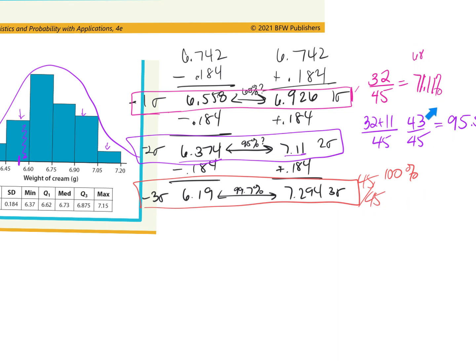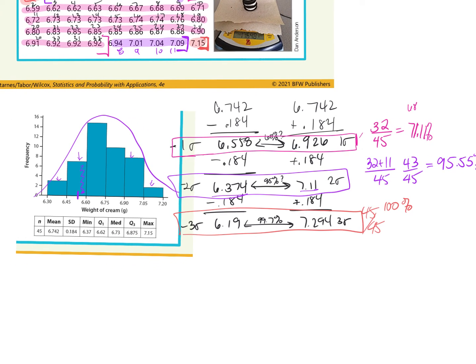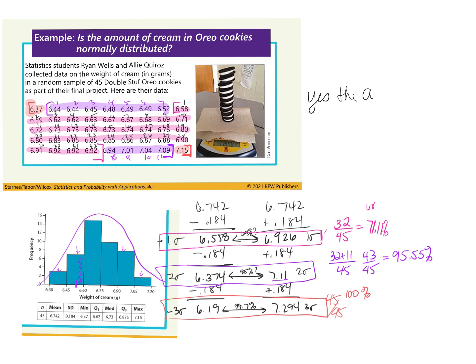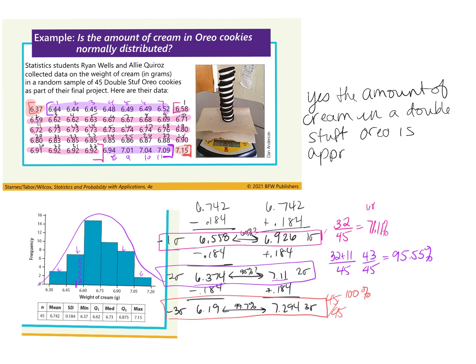I think we could say that this is approximately normal. We don't ever want to say it is normal. Nothing's exactly normal. So we're always going to say, yes, it's approximately normal. So yes, the amount of cream in a double-stuffed Oreo is approximately normally distributed.